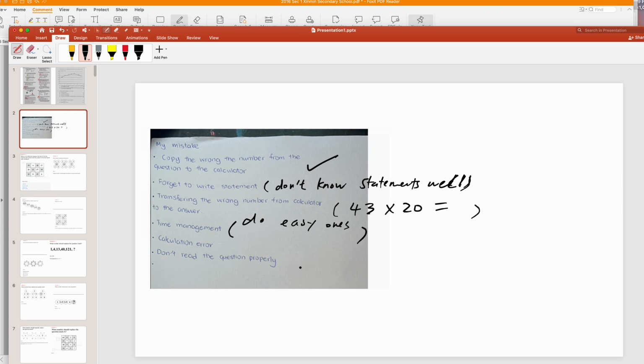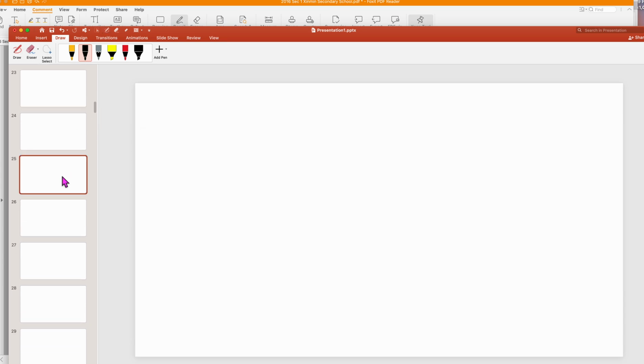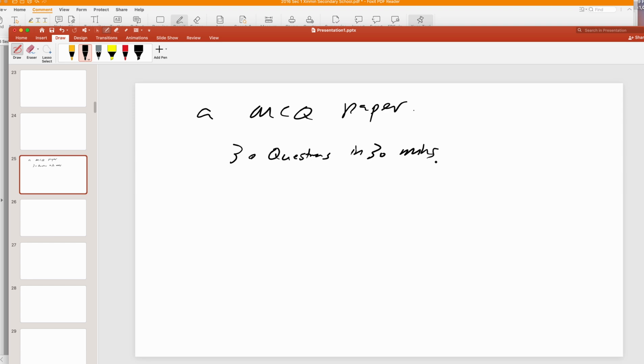Okay, and actually there is one more strategy I just taught my student this morning. He's going to do an MCQ paper, 30 questions in 30 minutes. So time is really running out, very tight. Let's say you have question 1, 2, 3, 4 and 5.